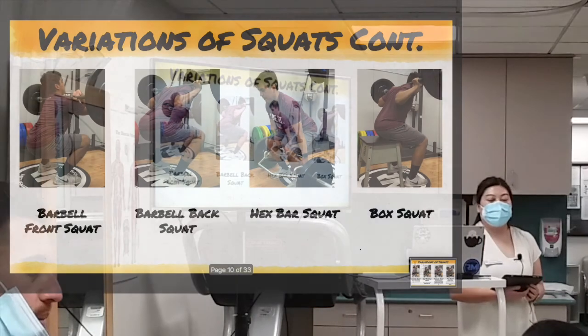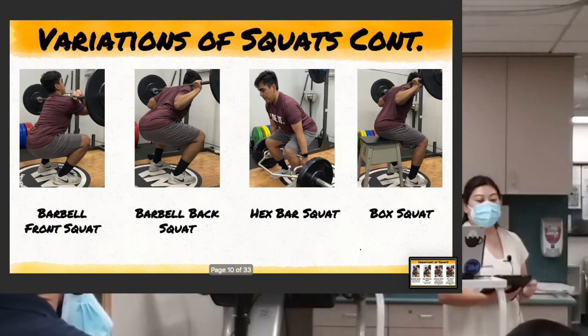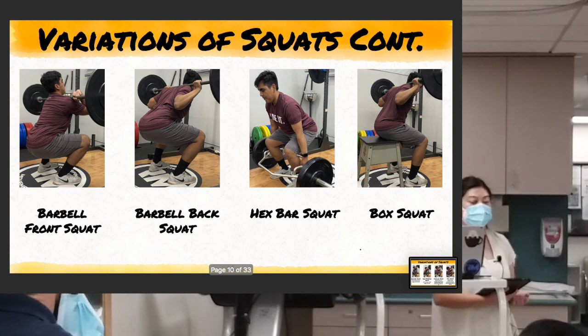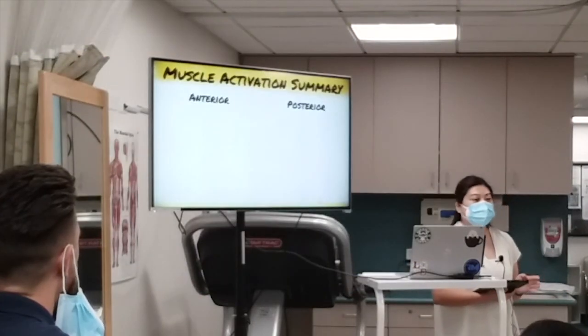And then next is going to be different variations of how you can load for a squat. So you have a barbell front squat, barbell back squat, hex bar squat, and a box squat. And the barbell front squat is going to be similar to a goblet squat. Same thing for the muscle activation chart.